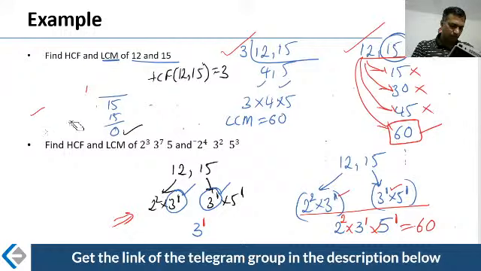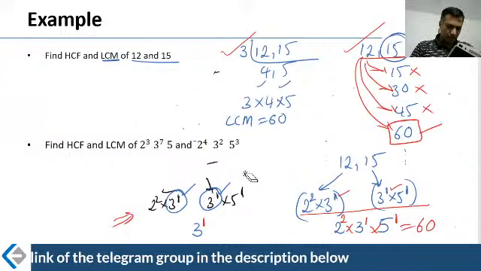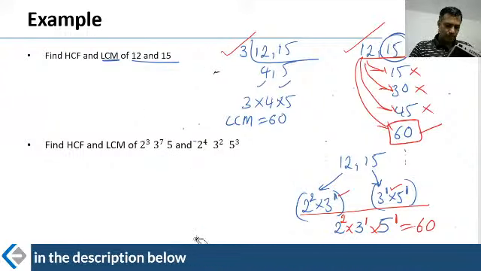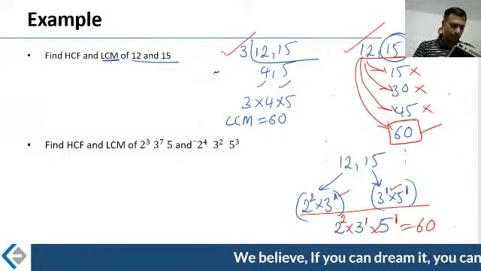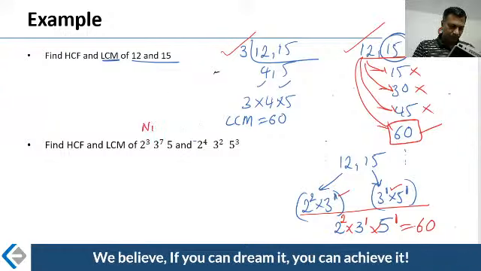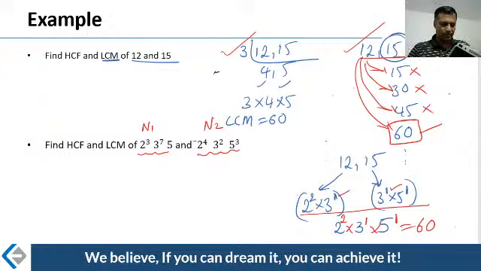Let's see this. Here we have a question at the bottom, the second question. Let's try and answer that. The numbers have already been resolved into primes. There are two numbers. This is the first number, and here we have the second number. They have been resolved into primes: 2 power something, 3 power something, 5 power something.